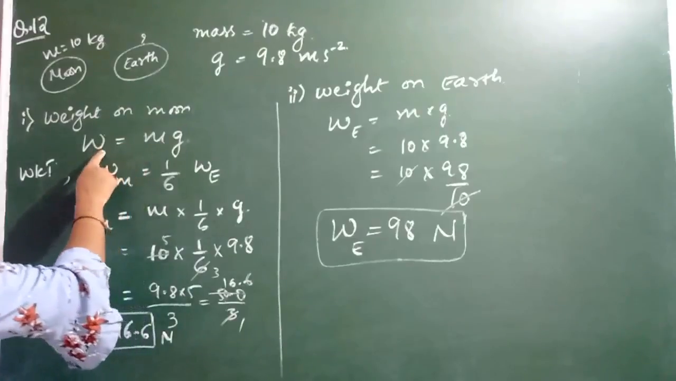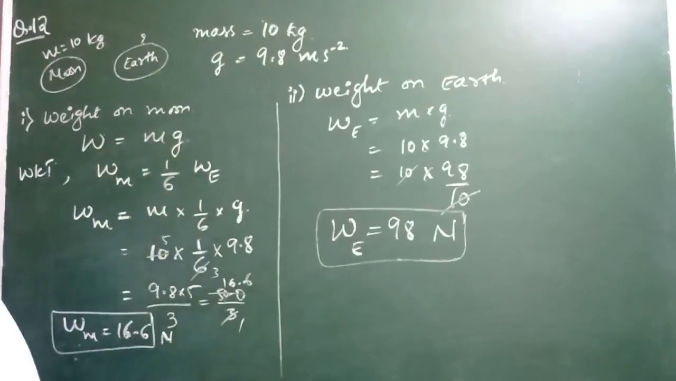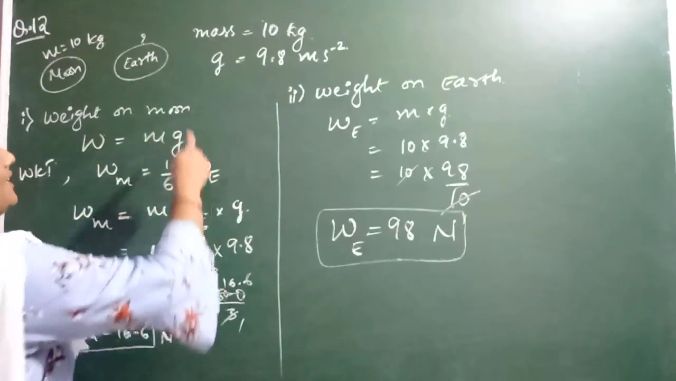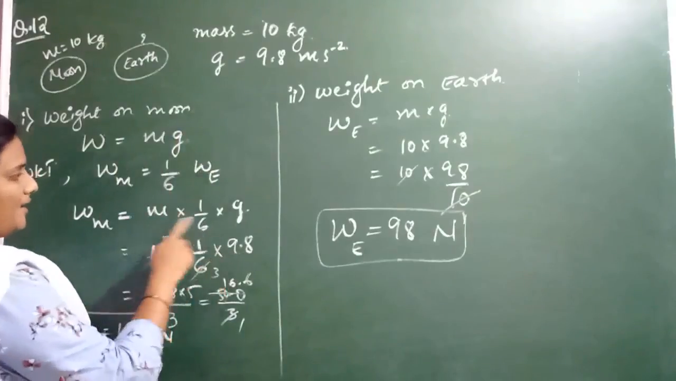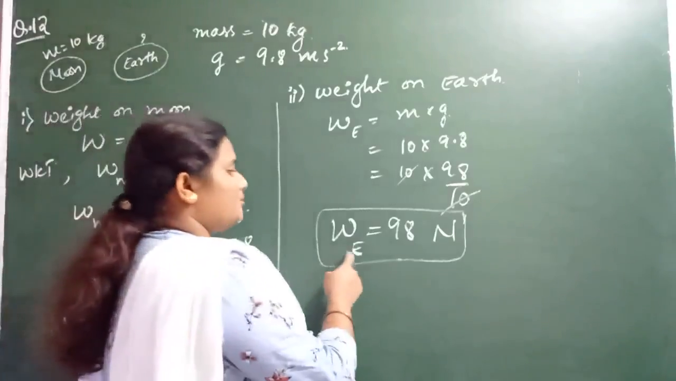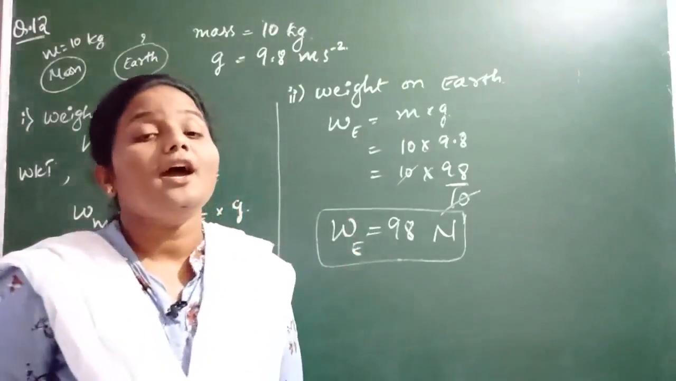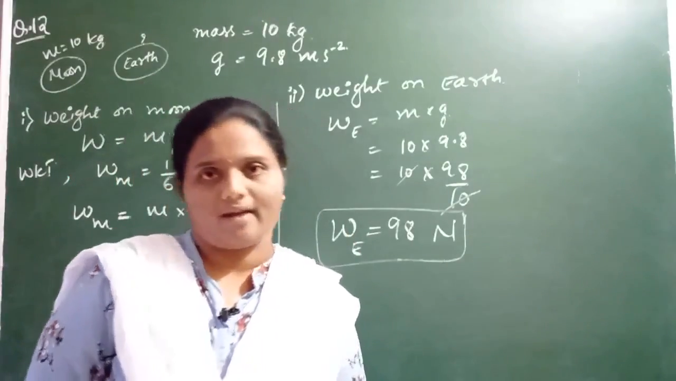Now you have to apply the same formula here. Weight is nothing but mass into acceleration due to gravity on the earth, and its value is what? Acceleration due to gravity, 9.8. Now substitute the values, and you will get the weight of the object on the moon as 16.6 newtons, and the weight of the object on the earth as 98 newtons. Is it clear, children? Okay, now we will move to the next one.